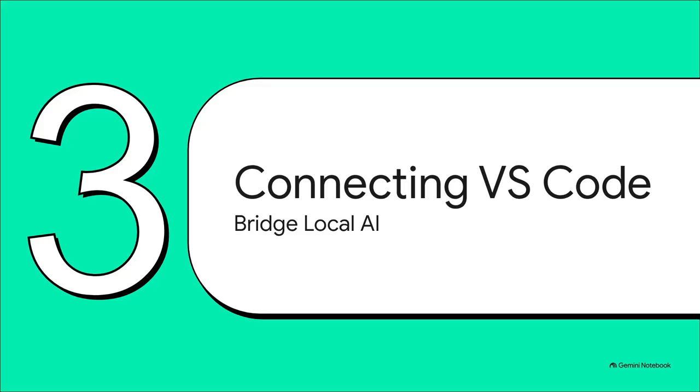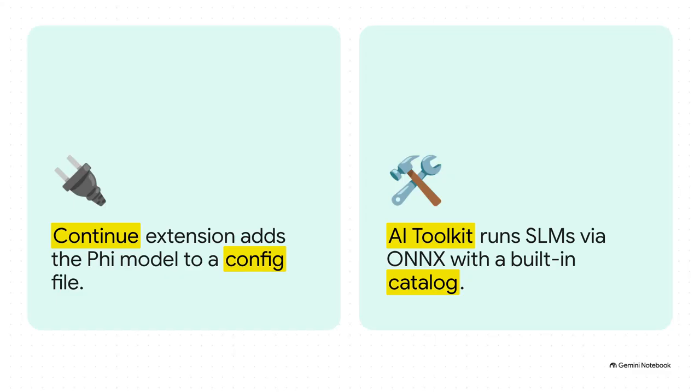Which brings us to Section 3, connecting VS Code extensions, bridging the local AI with your code editor. Now, what's really interesting here is looking at the 2 completely distinct ways developers can hook up these local models. On one side, we have the insanely popular Continue extension.